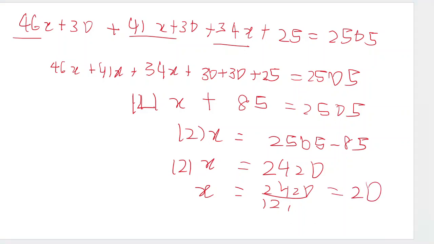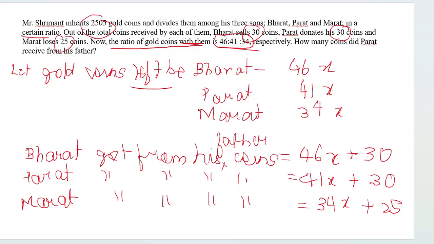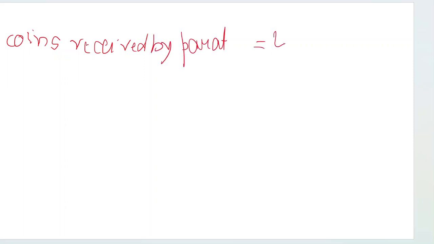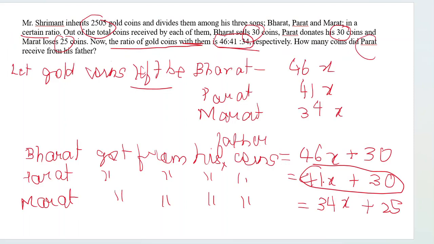Now if we observe, we are asked how many coins did Bharat receive from his father. Now if we observe, Bharat received from his father 41x plus 30. So therefore coins received by Bharat will be 41x plus 30. We can see from here it is 41x plus 30.